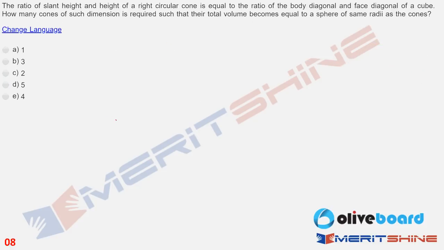The ratio of the slant height and height of a right circular cone is equal to the ratio of the body diagonal and face diagonal of a cube. These are the kinds of questions you should leave. I'm sure almost 90% of you would not even have reached this level in mensuration, so you do not have to fight, and you do not have to feel bad about it. There are many questions left.